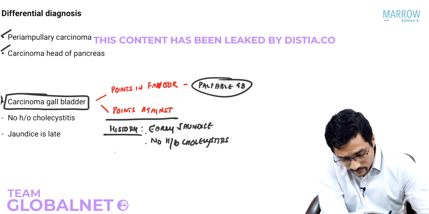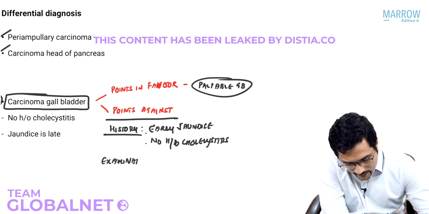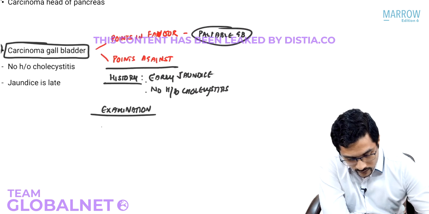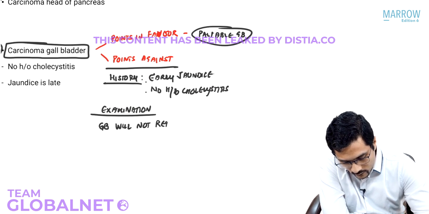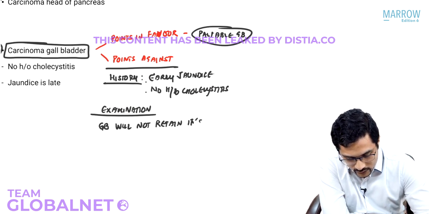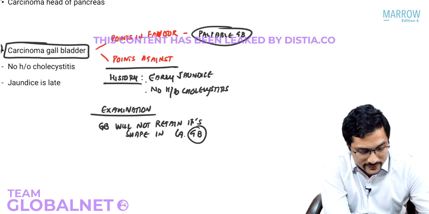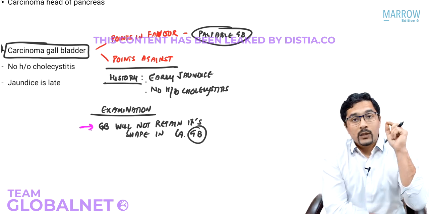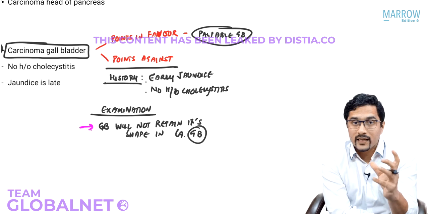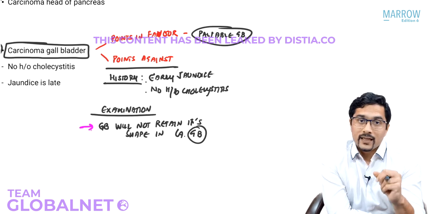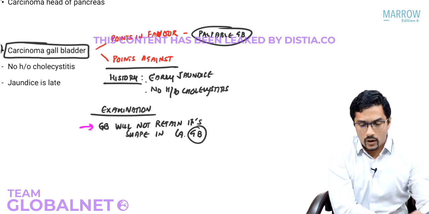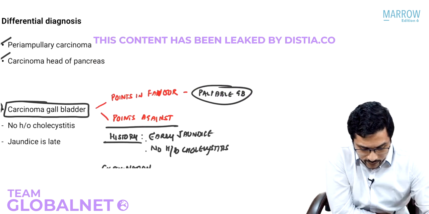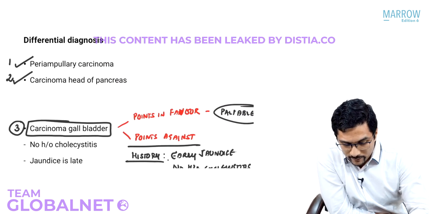That is in history. On examination, in carcinoma gallbladder, the gallbladder will not retain its shape. Whereas in this case, the shape of the gallbladder was retained. It was a globular shaped swelling. So that is another point against it being carcinoma gallbladder. These are the points against carcinoma gallbladder. It is most likely a periampullary cancer or carcinoma head of pancreas.